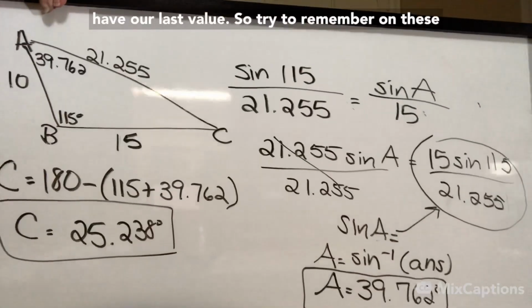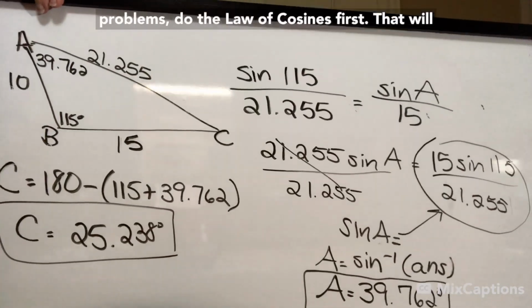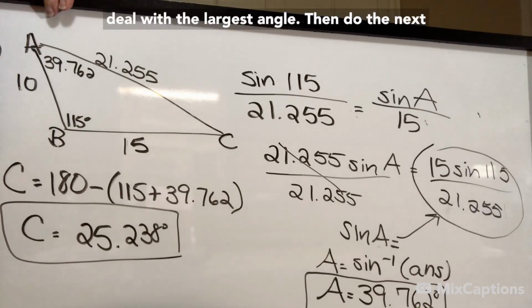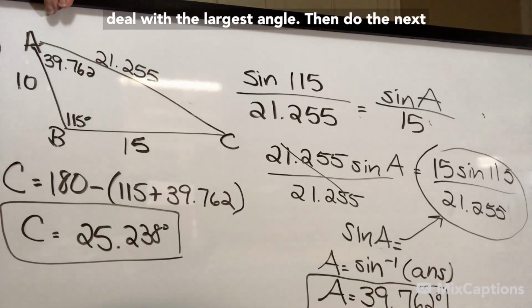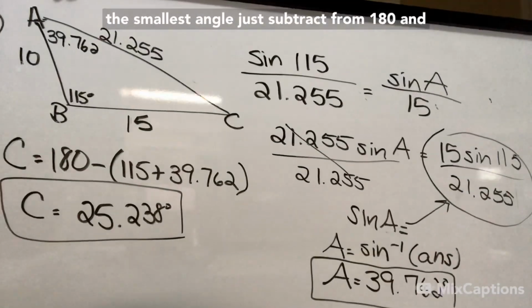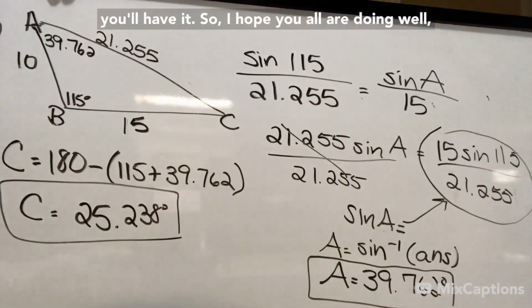So try to remember on these problems, do the law of cosines first. That will deal with the largest angle. Then do the next largest angle using the law of sines. And then the smallest angle, just subtract from 180 and you'll have it.